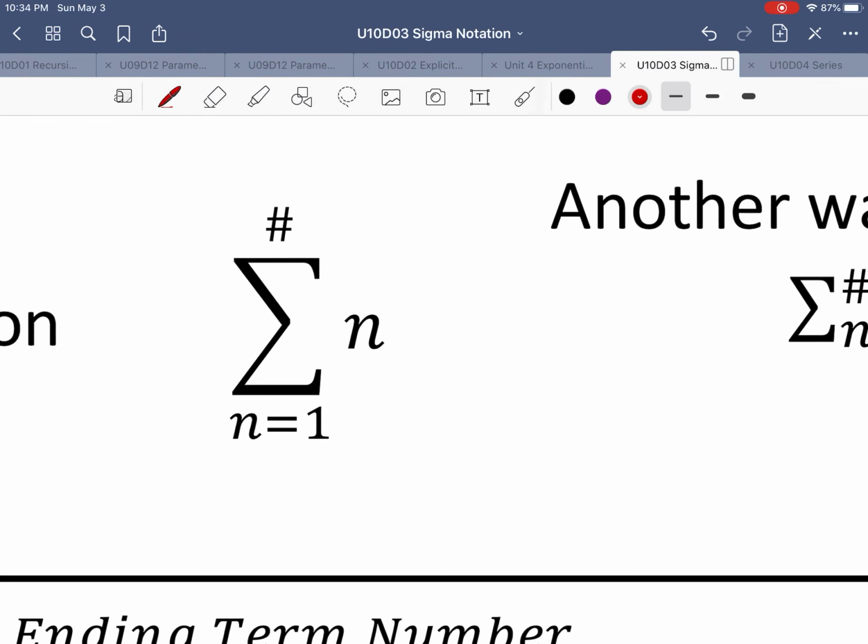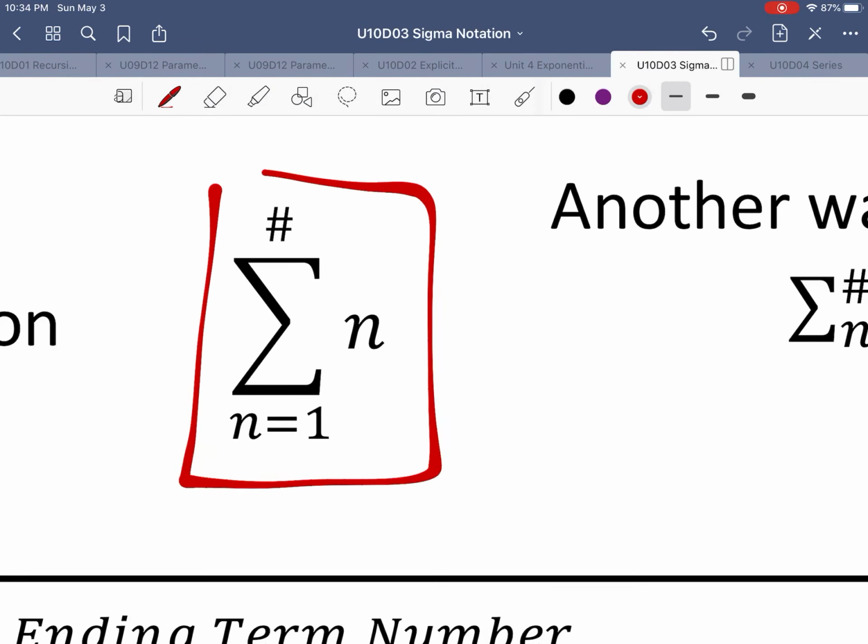So this is the symbol for sigma notation, where this is an indicator of a starting term number. So this says start at term 1 and end at term anything you want. Now both of these numbers can vary. They don't need to be 1, and it can be as many terms as you want. It could be from term 1 to term 1,000 or term 1 to term 5. You can even start in the middle at term 8 and go up to term 10.